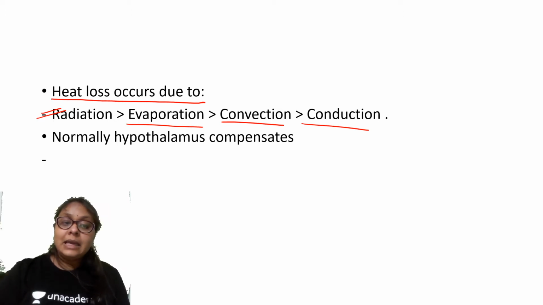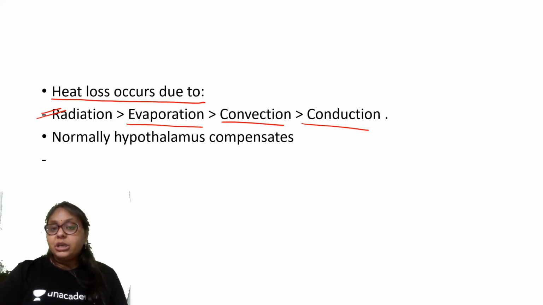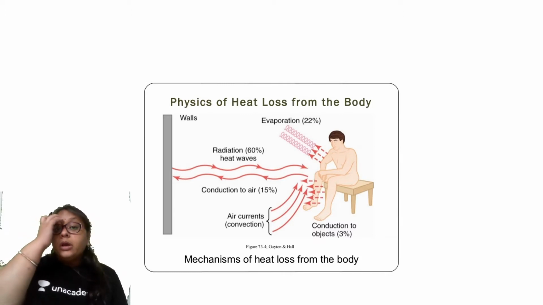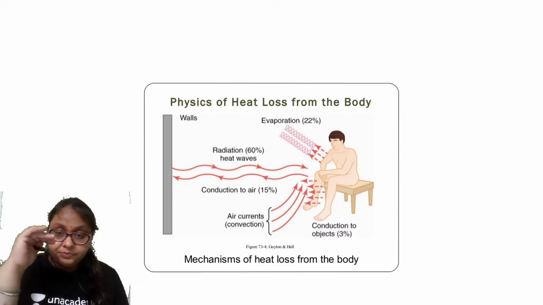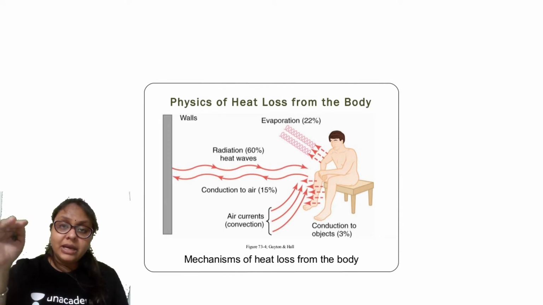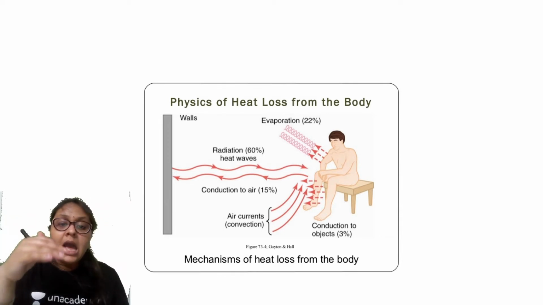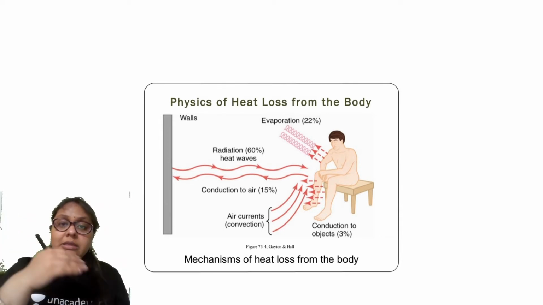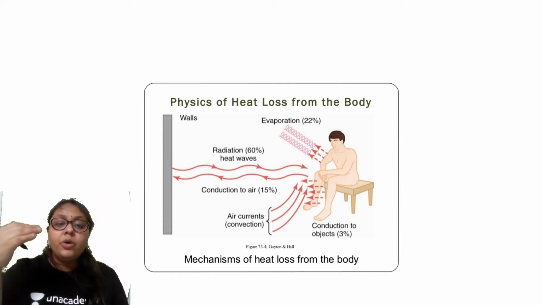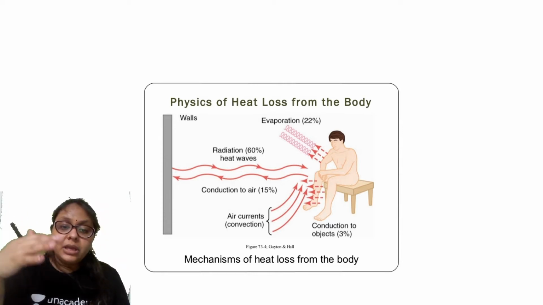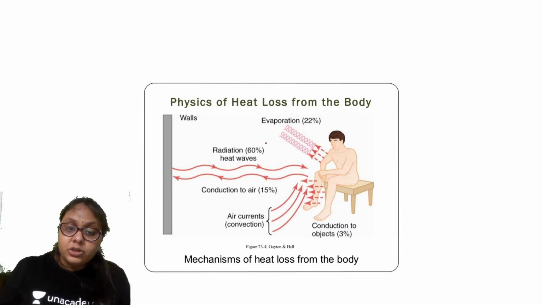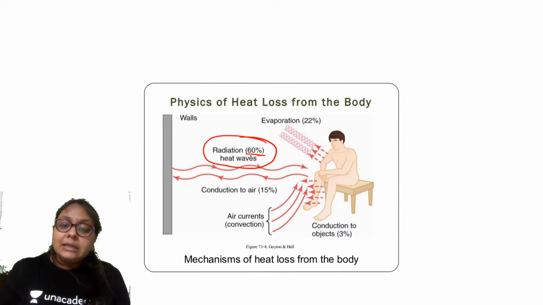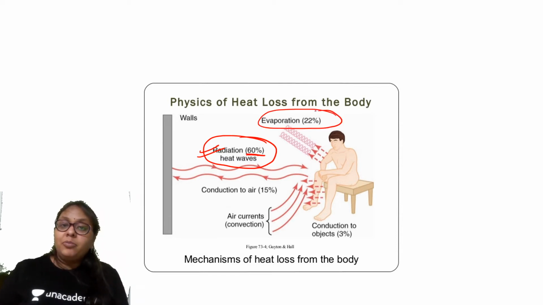Now what are radiation, evaporation, convection and conduction? Radiation: the body radiates infrared rays, and if the surrounding temperature is lower, it radiates out the heat waves, and therefore there is loss of heat from the body, around 60%, because of radiation. Then after that is the loss because of evaporation.